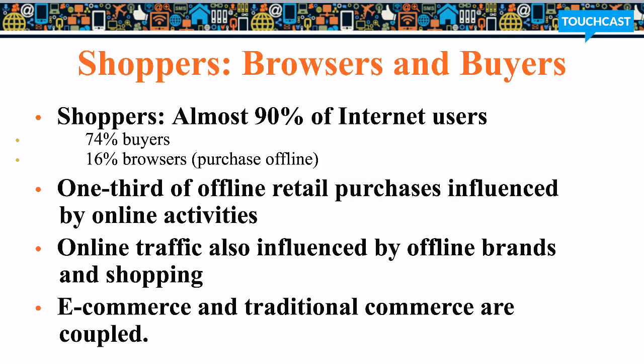In terms of shoppers online, you want to look at 2 types of shoppers. You have the browsers and you have the buyers. Almost 90% of internet users are there because they're shopping. 74% of these consumers are buyers, while 16% are browsers, which means not that they don't purchase, but they will browse online and then purchase offline. 1/3 of offline retail purchases are influenced by online activities, and online traffic is also influenced by offline brands and shopping. E-commerce and traditional commerce are no doubt coupled together.